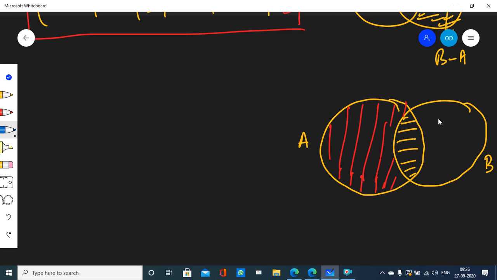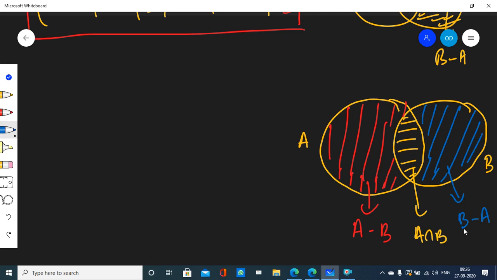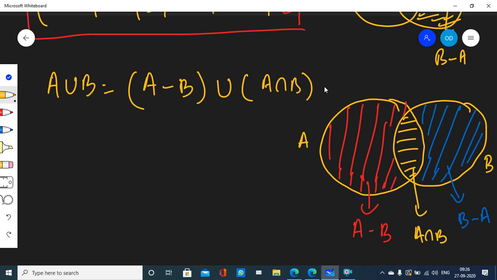So this is the red region, this is the yellow region, and this is the blue region, right? Guys, what is the red region? Red region is A minus B. What is the yellow region? A intersection B. What is the blue region? B minus A. Now think about it, guys. If you take a union of the red, the yellow, and the blue, what will you get? You get the entire A union B, right?